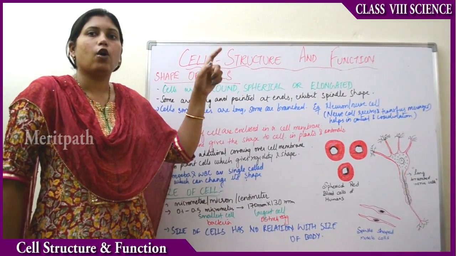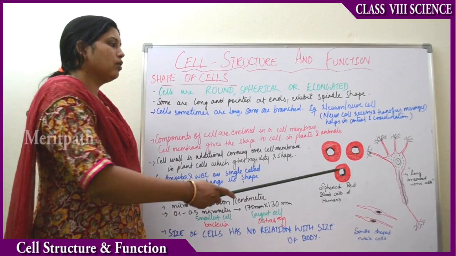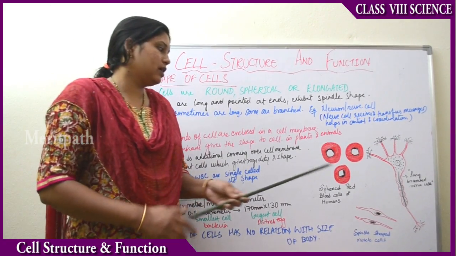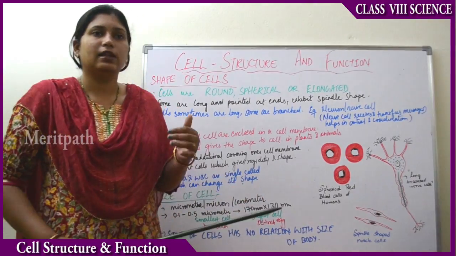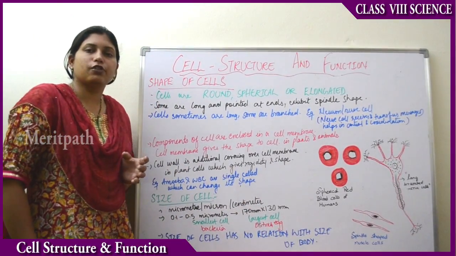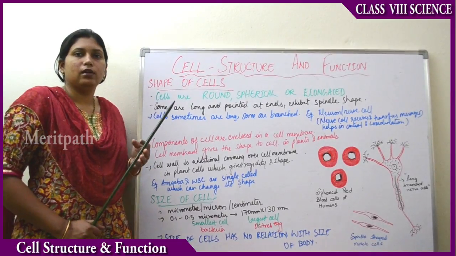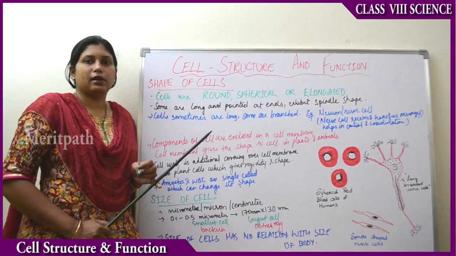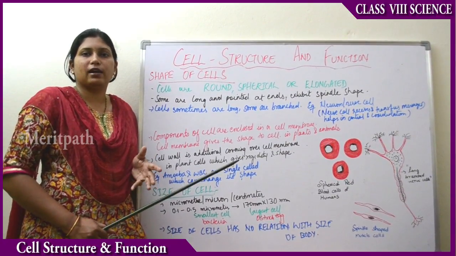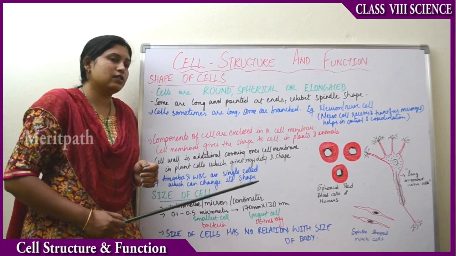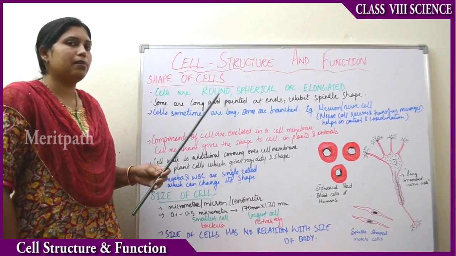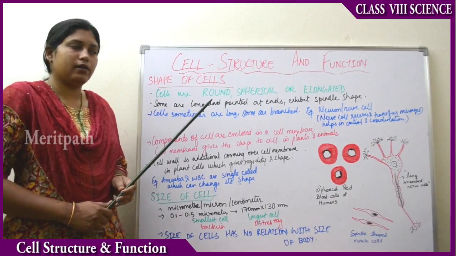Spherical in shape or elongated. So the red blood cells of the human body are usually spherical in shape, and they are red in color because of a pigment called hemoglobin. The pigment called hemoglobin gives the RBC, or the red blood cells, the exclusive red color, and these RBCs flow in the blood. They are spherical in shape, and they can be either round or elongated also.